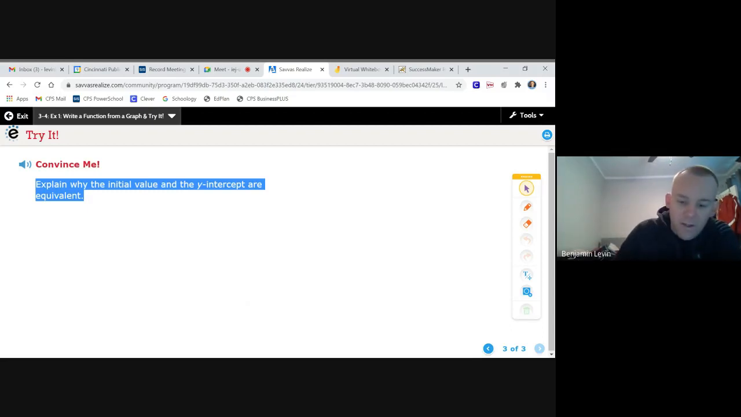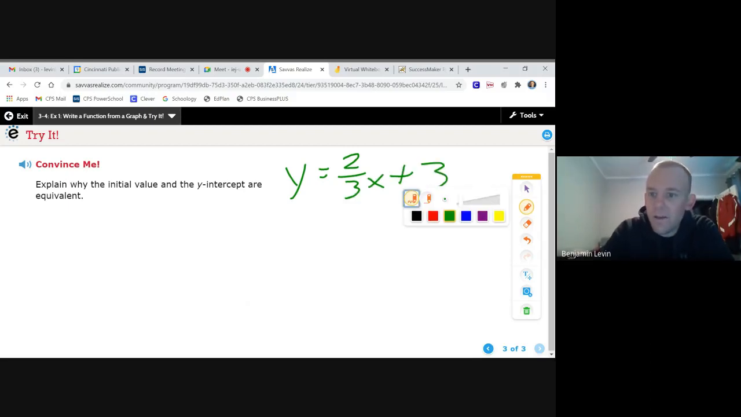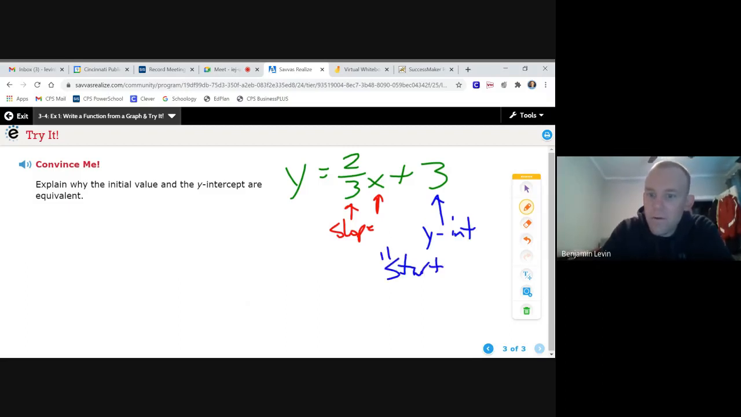We know that the y-intercept is our starting point, right? Our starting point where we're going to start graphing the line. If we have an equation, y equals 2/3 x plus 3, we know that the one with the x is the slope because it has x with it, and the one without the x is the y-intercept, and we also call that the starting point, right?